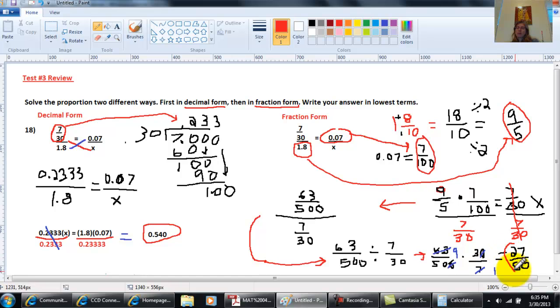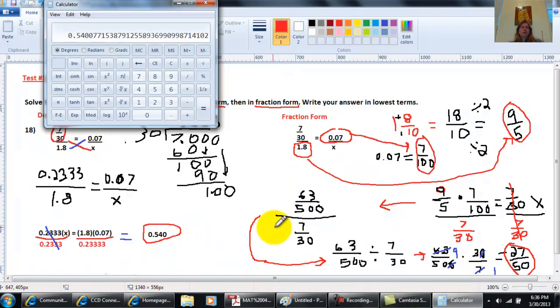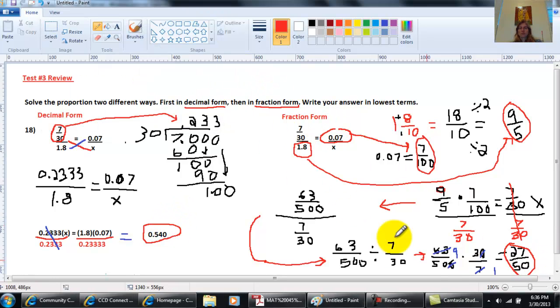And we can check, well, does this answer, 27/50, become this decimal? And it should. So let's look at our calculator, and if we do 27 divided by 50 equals 0.54. So it comes out the same answer, but in two different forms.